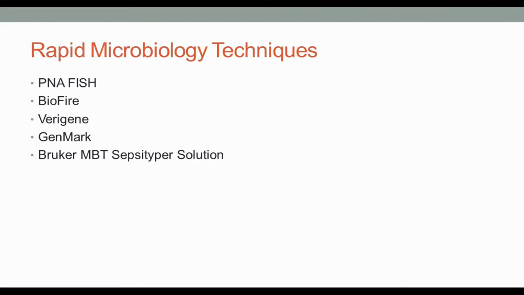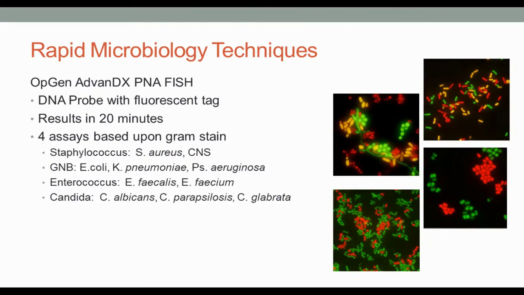There are a number of tests on the market for rapid identification of blood culture isolates. Let's discuss each of these. The first test is the DNA FISH test by Opgen Advantix. This assay utilizes DNA probes that are tagged with fluorescent chromophores.